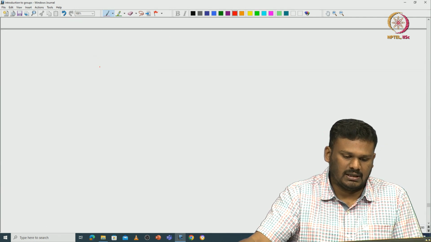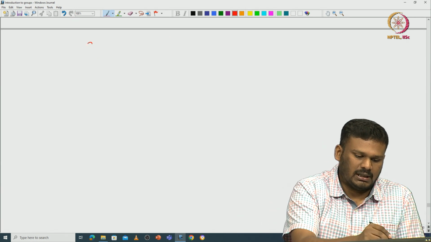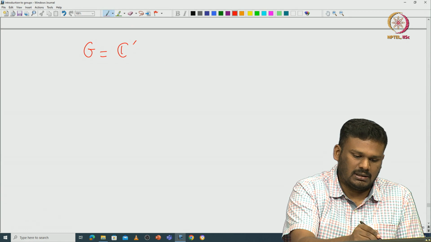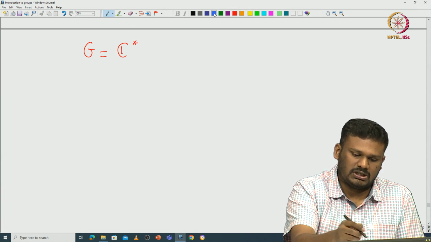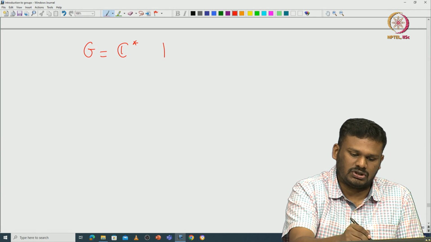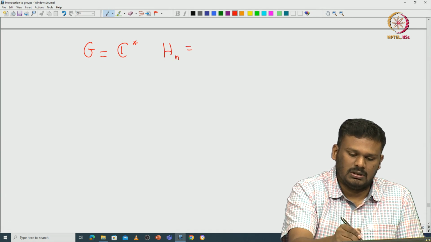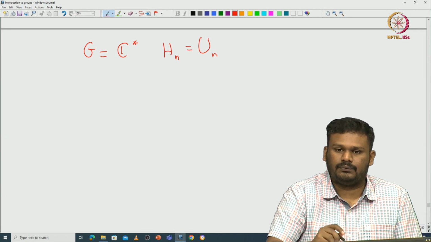The quotient could be isomorphic, but the original subgroups that you started with may not be isomorphic. So let me give one example. Okay. So let us start with G being C star. Okay. So then you can take H. Let us call it Hn. So that is your Un. Okay.